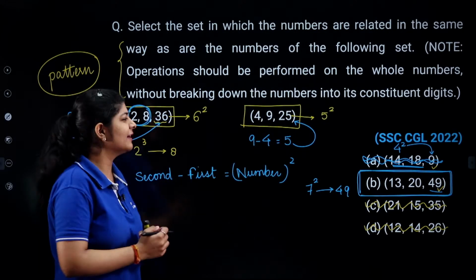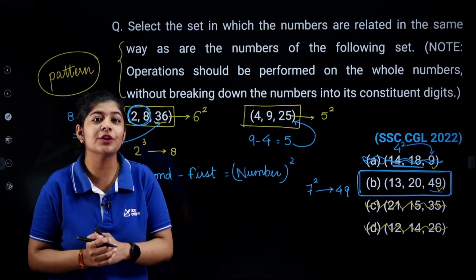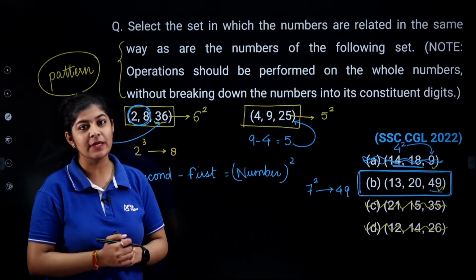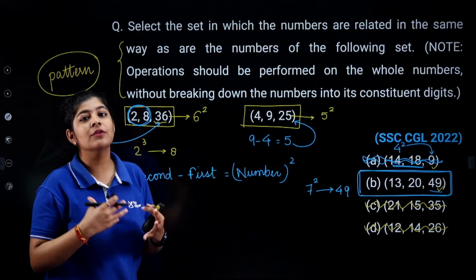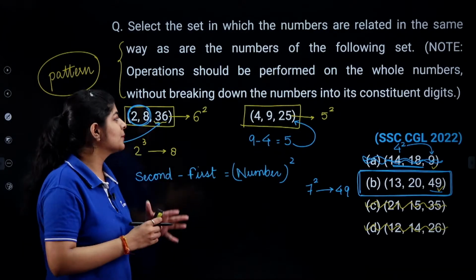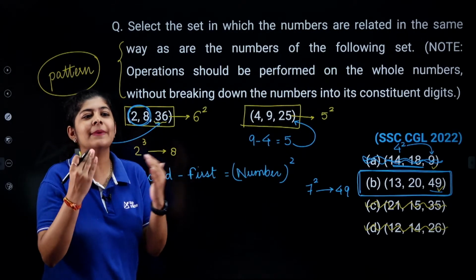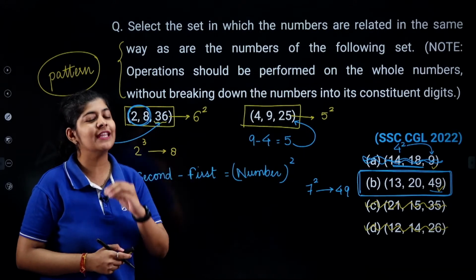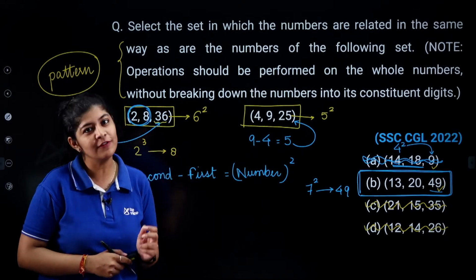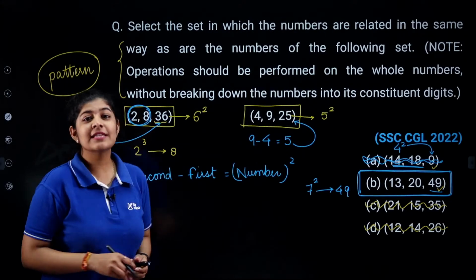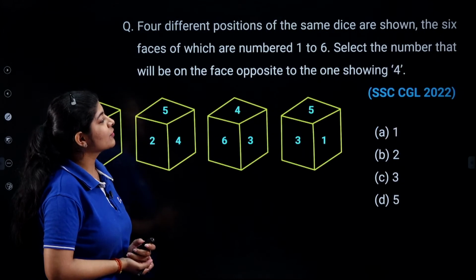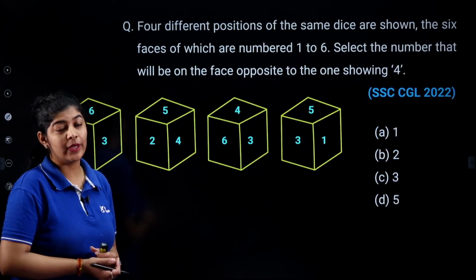Is it clear? This is a simple question, but we need to play with the numbers. As we are aware of squares, perfect cubes, square roots, and the relations between numbers, we can easily attempt all these types of questions. Let's move on to the next question and see what we have.